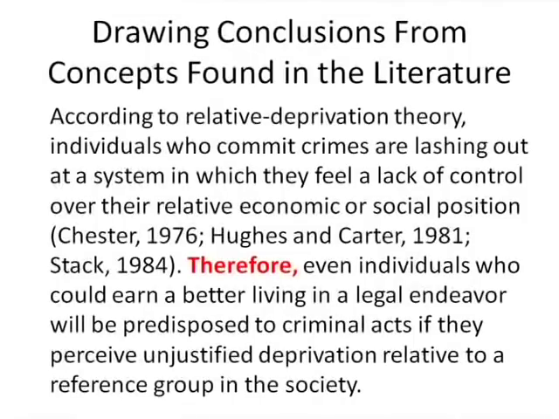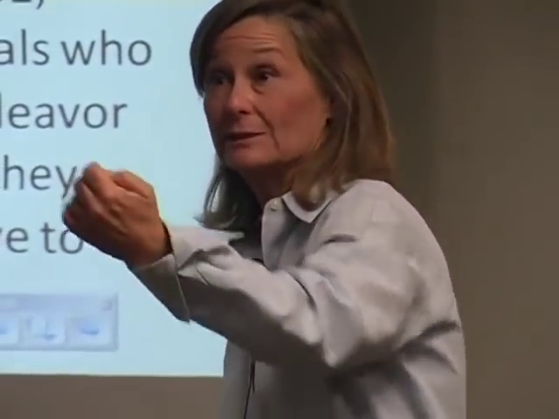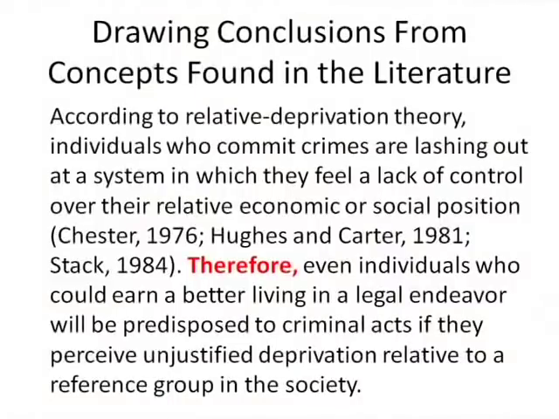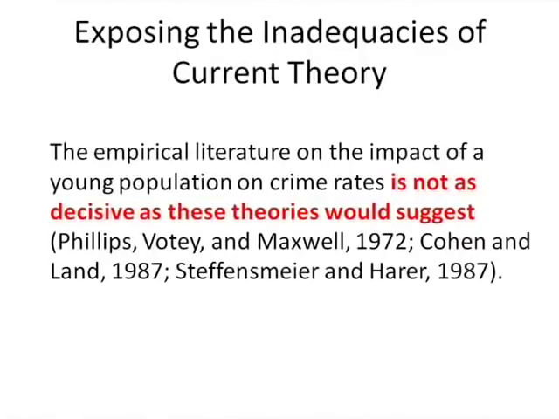The other thing you're going to want to do is draw conclusions. So you put yourself in the argument, and then you draw conclusions. Say, this is what I'm going to do. I've looked at all the literature. I know these are my parameters, my constraints, and this is what I'm going to do. This is another way to get yourself in there. Exposing the inadequacies of the current theory. The empirical literature on the impact of young population on crime rates is not as decisive as these theories would suggest. Gosh, you know, the conclusions are not that great. Maybe there's a new study out there waiting to happen.